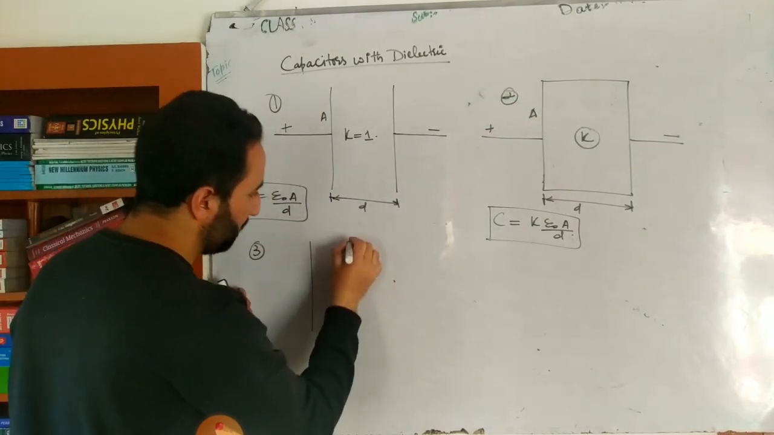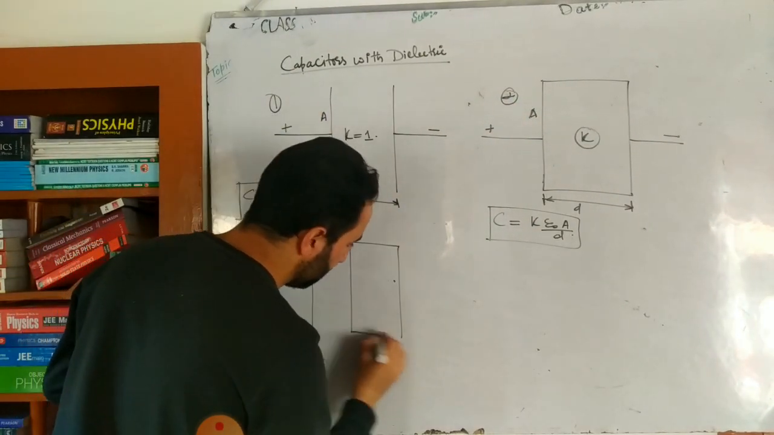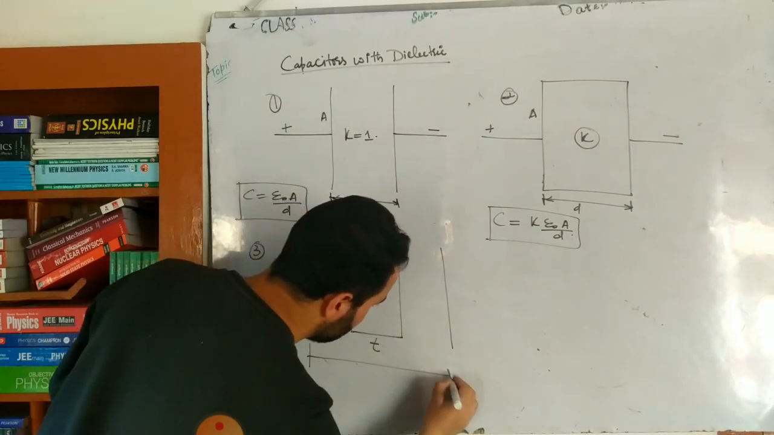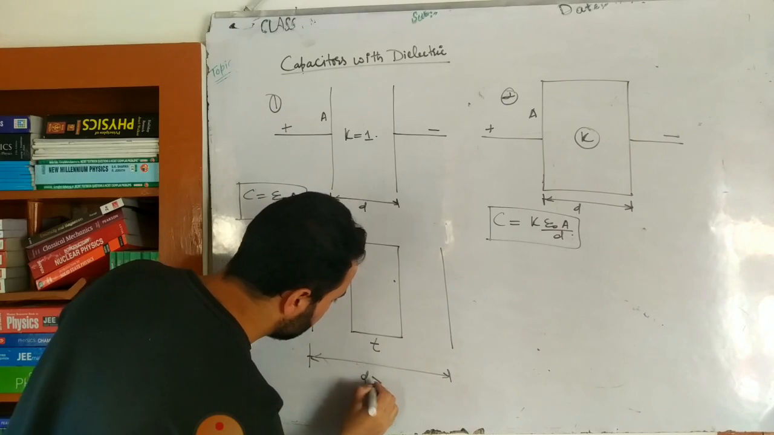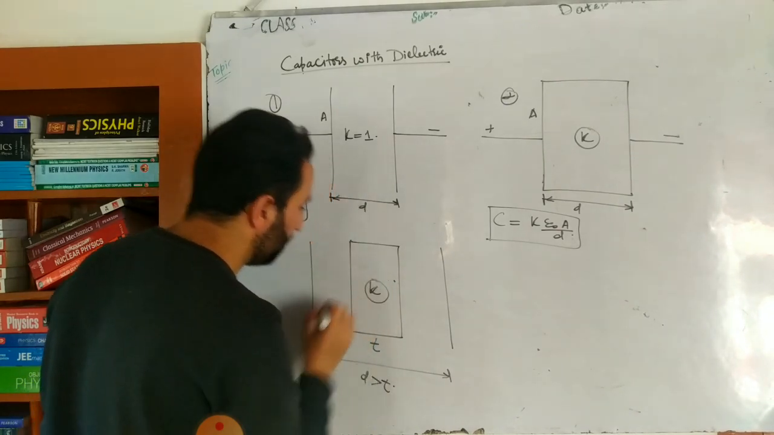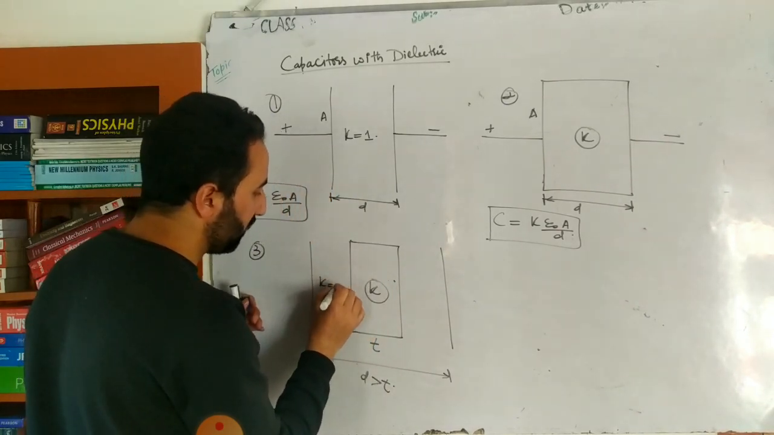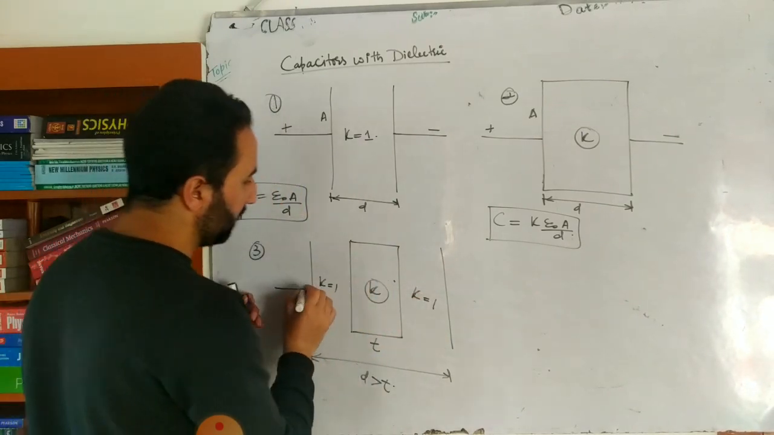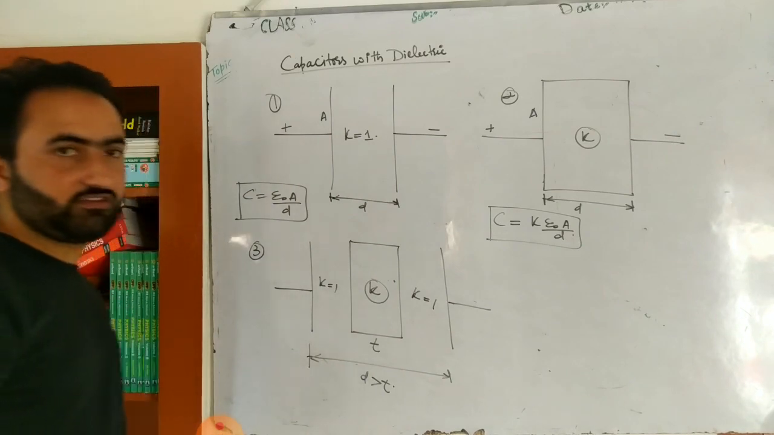Example number 3 is like this. Here we have a dielectric. Its width is T, and the separation between the two plates is D. Obviously this D is greater than T. The dielectric constant here is K, and here the dielectric constant is equal to 1 because it is vacuum. So K here is equal to 1, but here it is K. Now you have to calculate what? Capacitance.